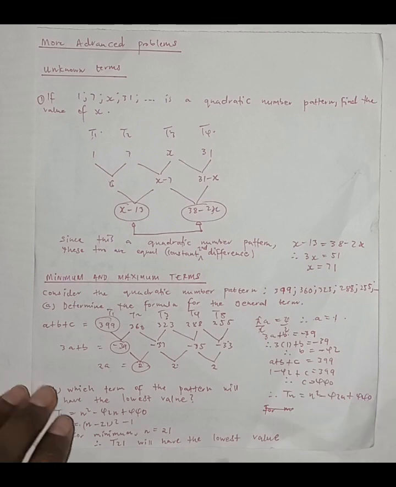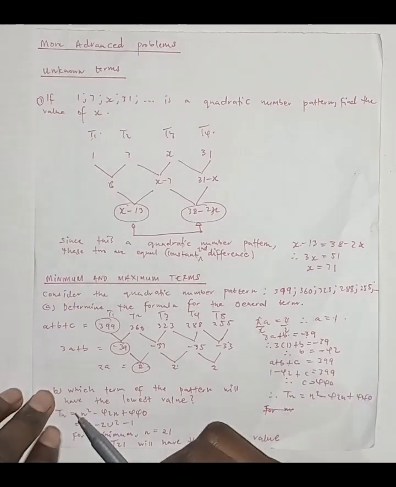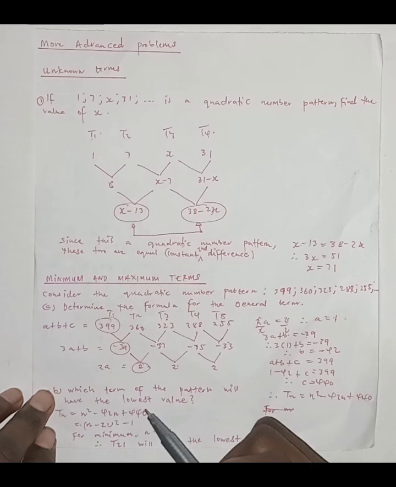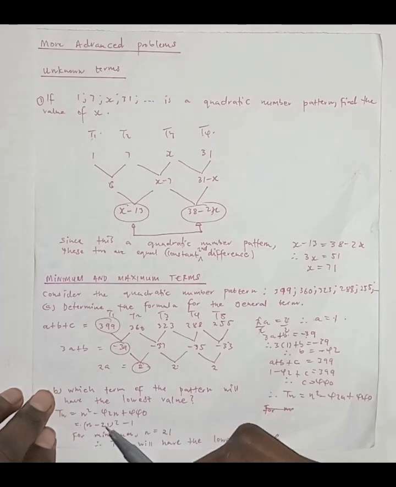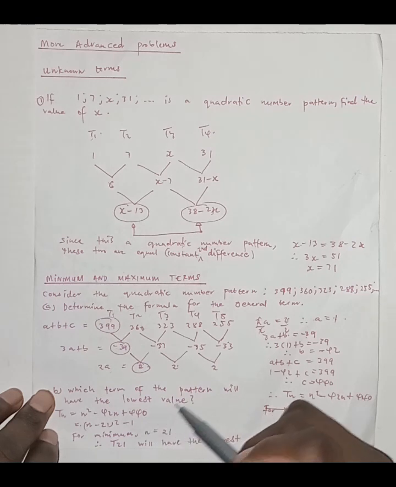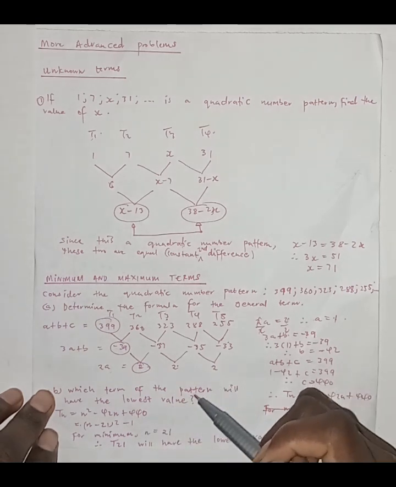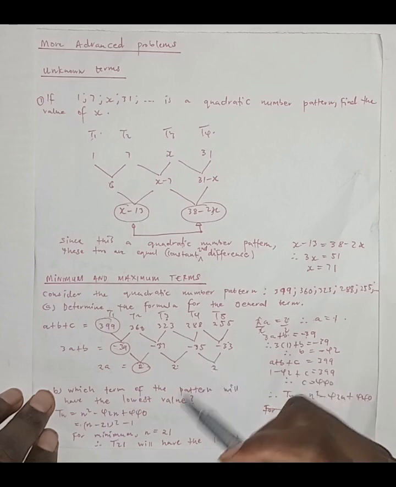Moving on. Which term of the pattern will have the lowest value? Tn is equal to n squared minus 42n plus 440. You complete the square. Remember, I did a video about completing the square, which is why I skipped this step. So n minus 21 squared minus 1. Here they're asking which term of the pattern will have the lowest value. So for the minimum value, n is equal to 21.